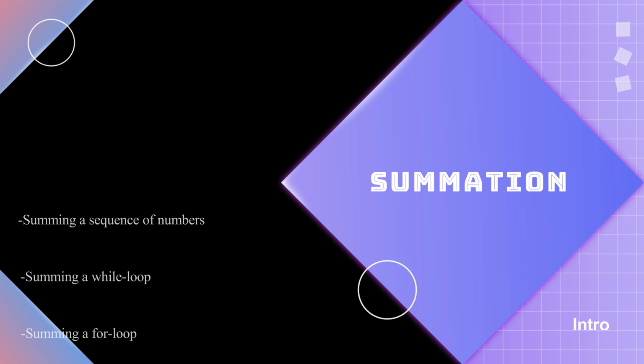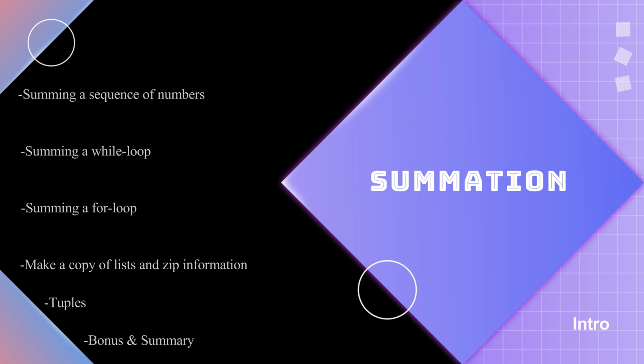Summation is the summing up of a sequence of numbers. These numbers could be one number or many numbers. Here in this section, we will learn how to use a while loop for summing up and how to use a for loop for summing up. And we will go back to lists here.